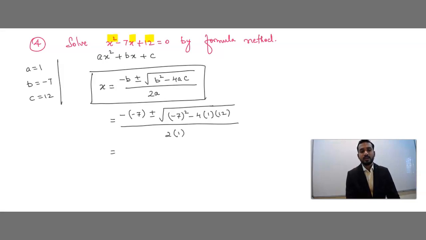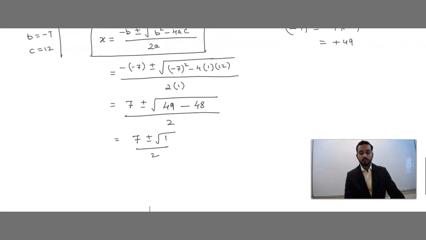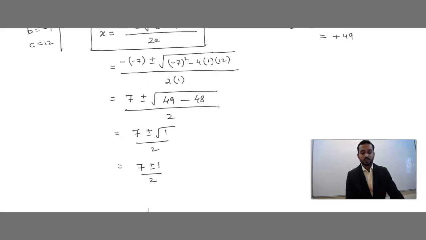Now minus into minus is plus, so 7 plus or minus root of minus 7 whole square, 7 sevens are 49, so it is 49, minus 4 ones are 4, 12 fours are 48, divided by 2 ones are 2. That is 7 plus or minus root of 49 minus 48, which is 1, divided by 2. Now 7 plus or minus, what is the square root of 1? It is 1, by 2. Now we can divide this into 2.